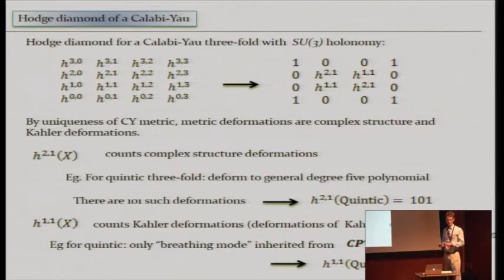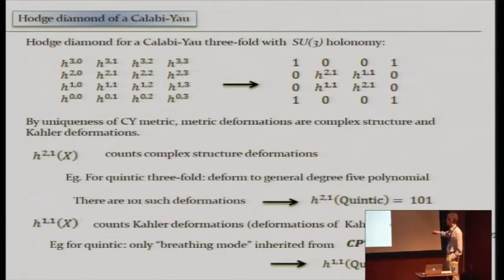Okay? So for example, for a quintic threefold, how do you deform the complex structure? Well, we had this degree 5 polynomial, and in fact I wrote a very special one. I wrote a Fermat quintic. You can just deform it to a generic degree 5 polynomial, and it turns out that such a generic degree 5 polynomial, if you do the count, depends on 101 parameters. And so, well, "so" is maybe a little strong, but nevertheless it's true that h^{2,1} of the quintic is precisely 101.